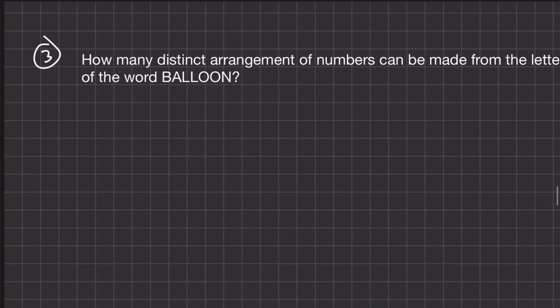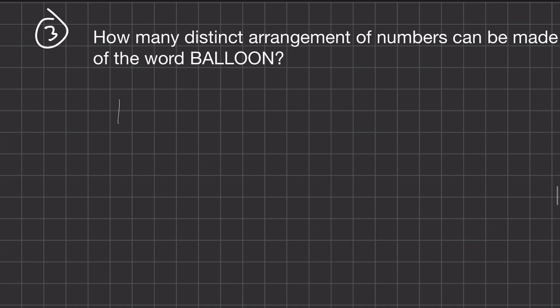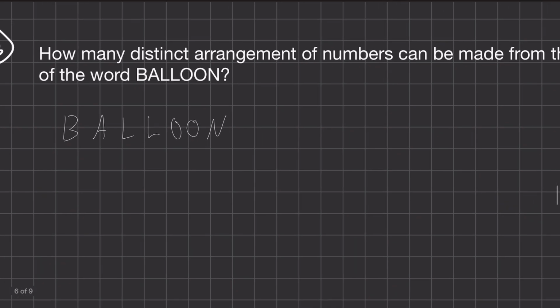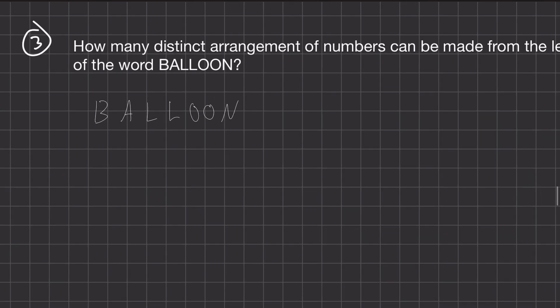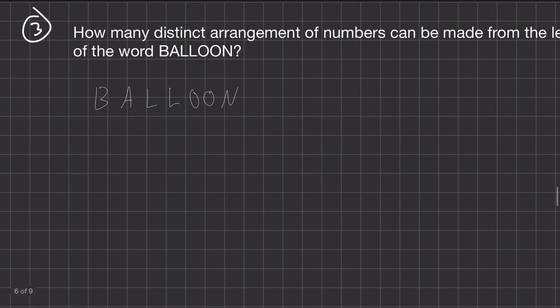Alright, so for this problem, let's just write down the letters of balloon. B, A, L, L, O, O, N. Alright, we already know this is already one arrangement. And now here, the word balloon has 7 letters, and so you might be tempted to just take the factorial of 7, that'll give you the arrangements. And let me show you why that's wrong.